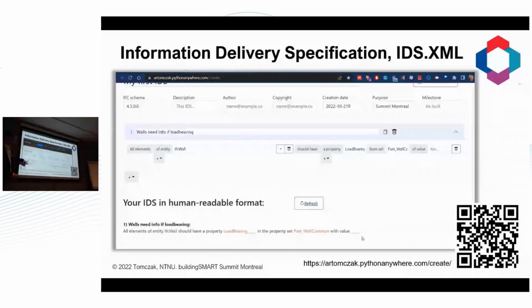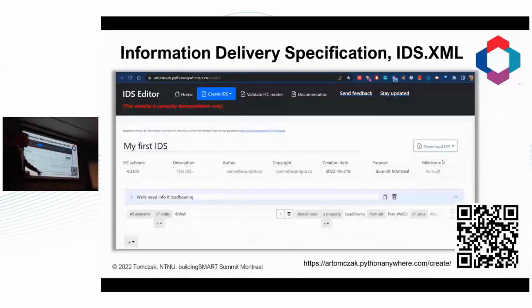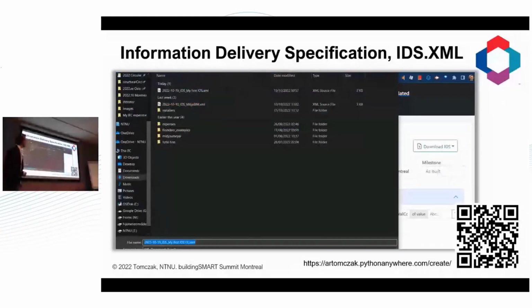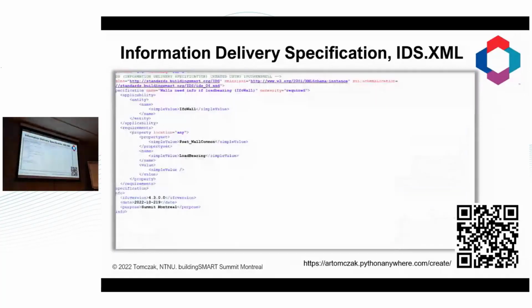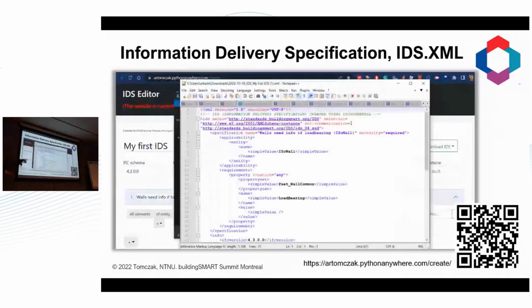You can also see how it looks in the human readable form. So you can display it, but you can also download the IDS file and just use it to validate your models and make reports if your model is compliant. So in the meantime, on the screen, I did create an IDS file with all of the information that I wanted to require that I can use to validate the model.